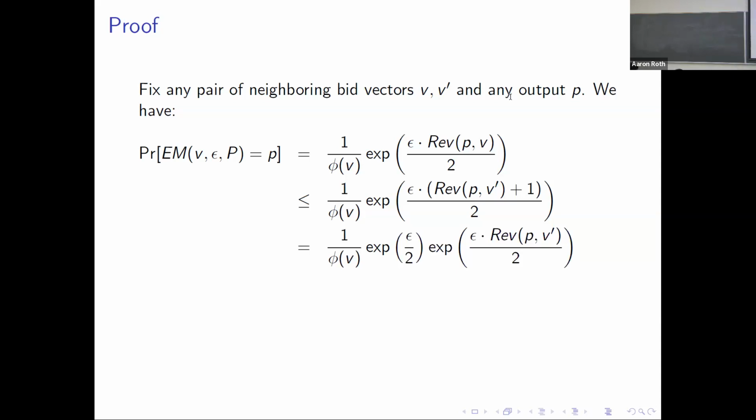And so this plus 1 has appeared inside an exponent. So if I have e to the a plus b, that's the same thing as e to the a times e to the b. So I've got e to the epsilon over 2 times the revenue I would make if you deviated, plus e to the epsilon over 2 times 1. So I can pull this e to the epsilon over 2 outside as a multiplicative factor.